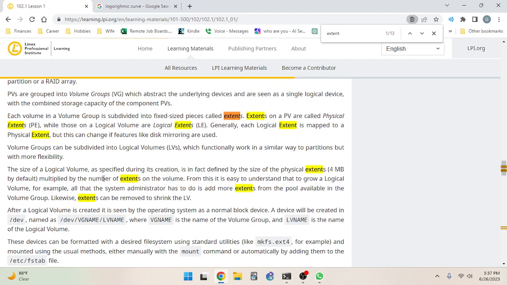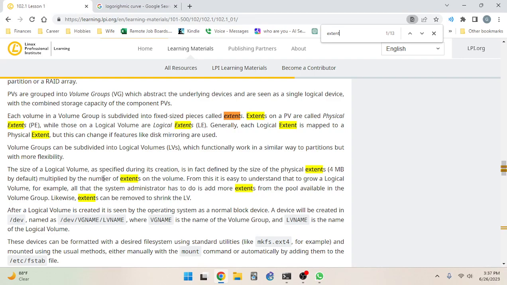So each volume in a volume group is subdivided into fixed size pieces called extents. Extents on a PV, physical volume, are called physical extents, PE, while those on a logical volume are called logical extents. Generally, each logical extent is mapped to a physical extent, but this can change if features like disk mirroring are used.